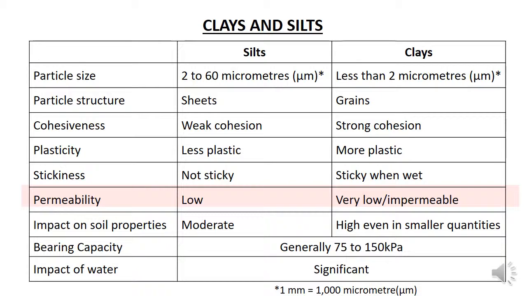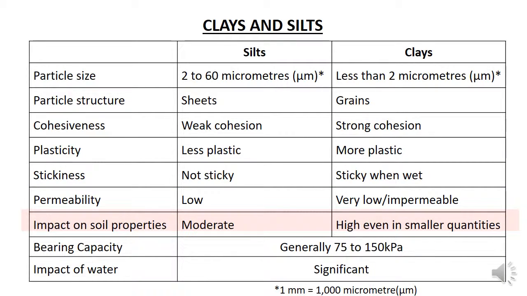Silts have low permeability and so do not drain very well. However, clays are even less permeable. Some types of clays are even impermeable when compacted. Impermeable means the water cannot move through the soil. So these types of clays can be used to line ponds and rubbish tips because the water is just not going to get through.